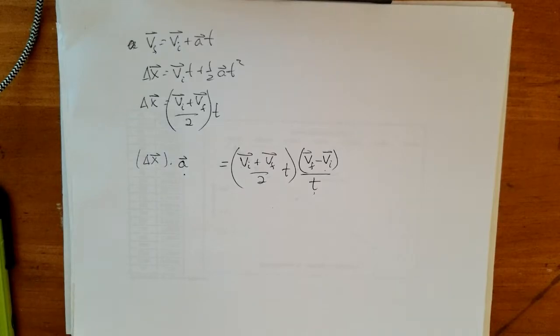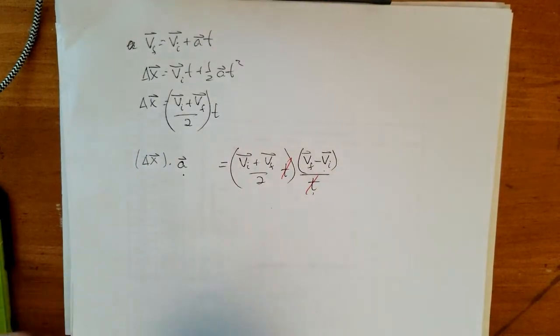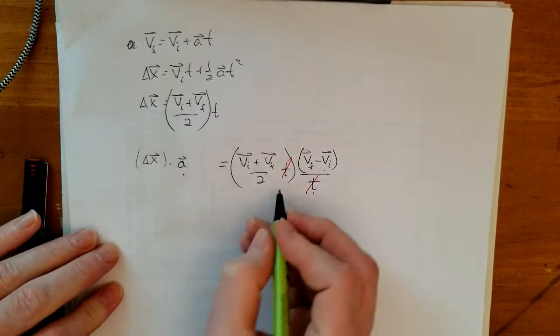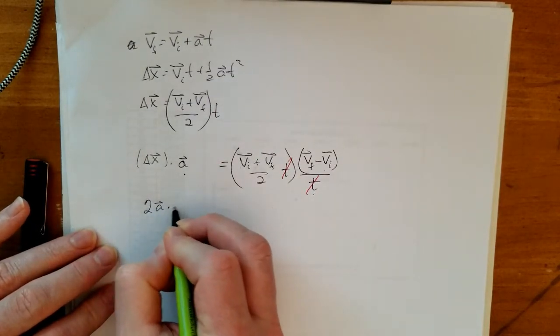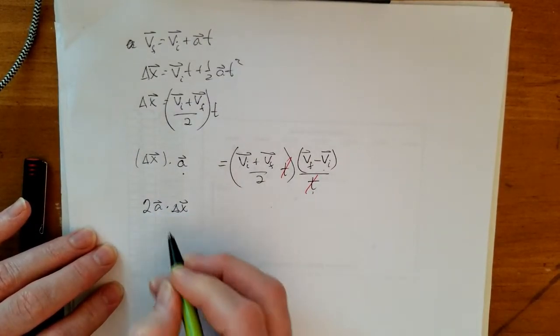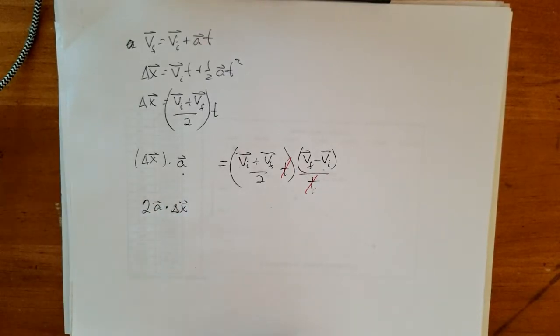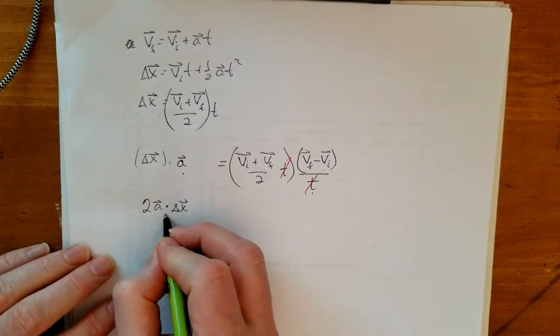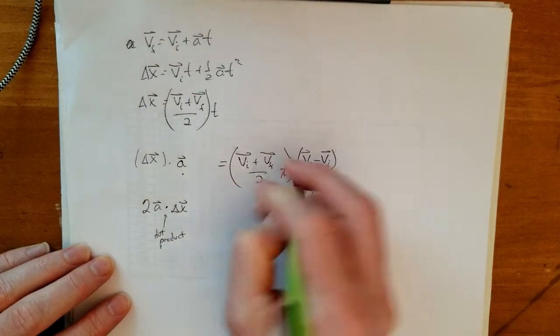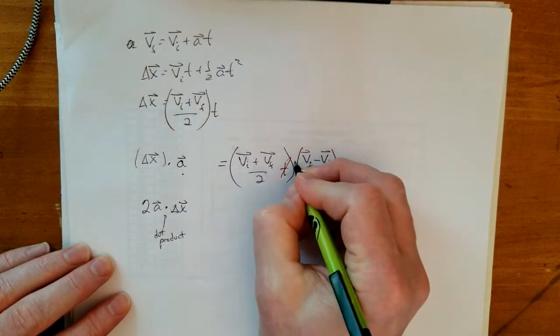So now let's cancel out some stuff. That t and that t cancel out. I'm going to multiply both sides by 2, so I get a 2a dot delta x. There is a dot there. This is a very specific notation. This is known as a dot product. And over here, since I did a dot product on this side, I'm doing a dot product on that side.